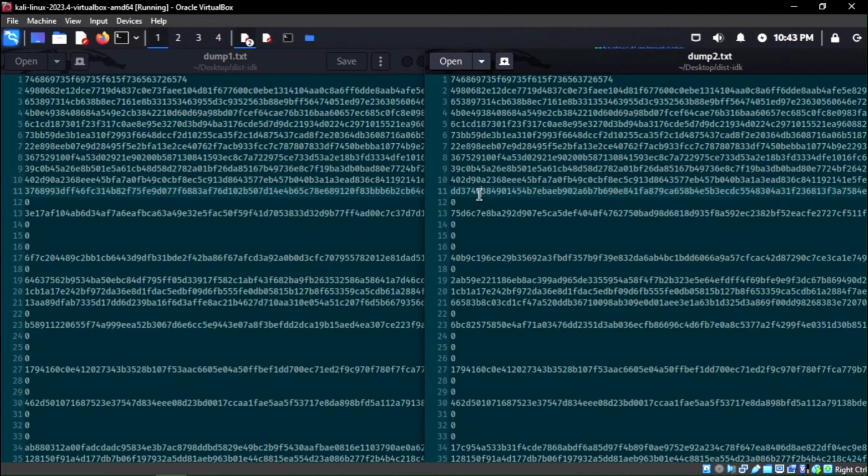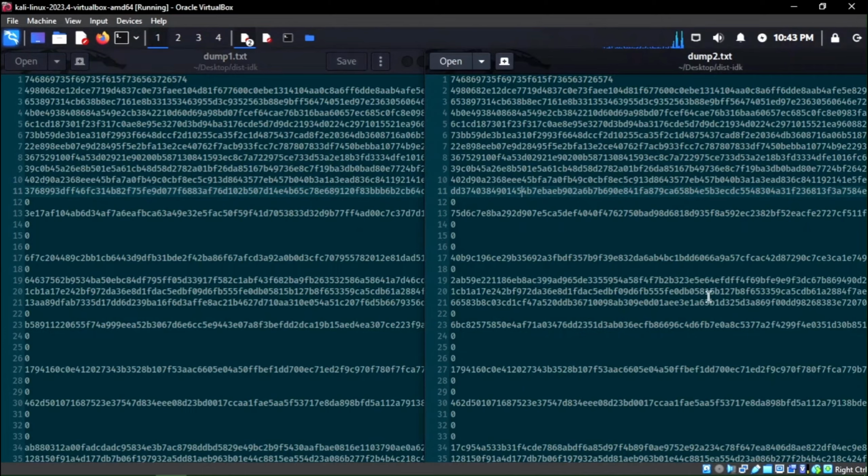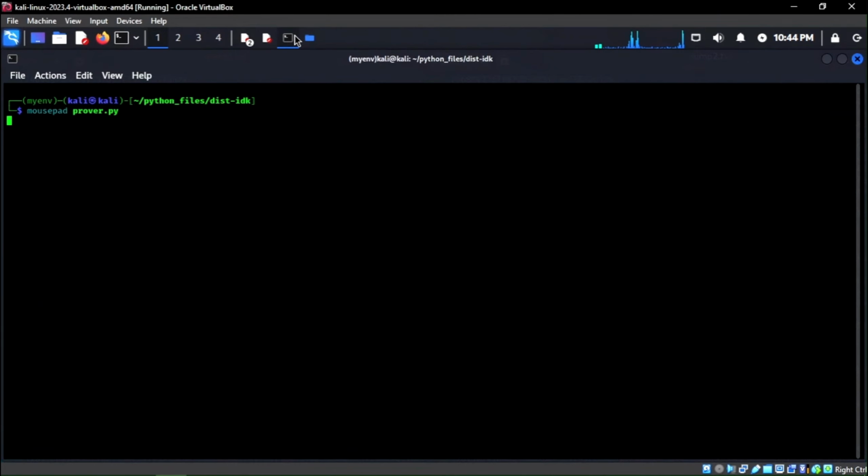So if we find a line where the mu values in the dumps are different, like assume the 11th line, we can use the GCD, the greatest common divisor, of the difference or their sum with n to find one of our secret prime factors. So according to the problem, I wrote a solution script. So let's see that.